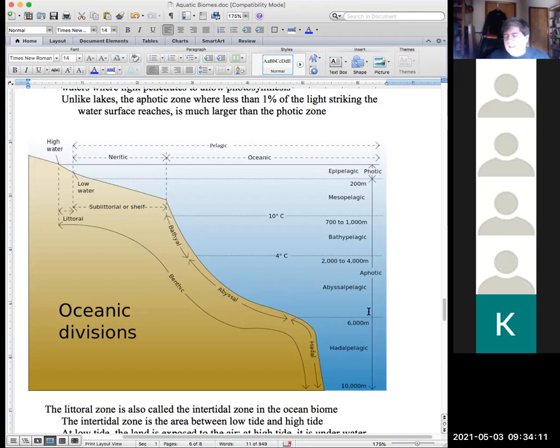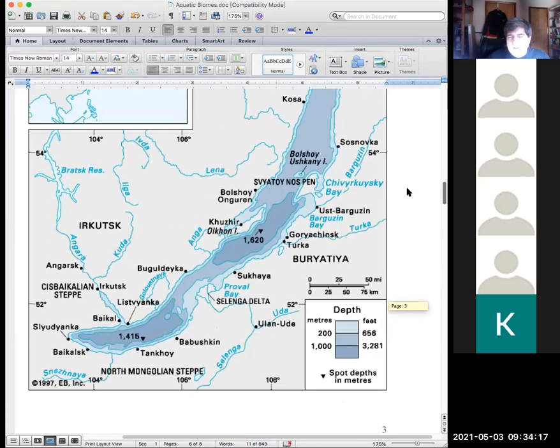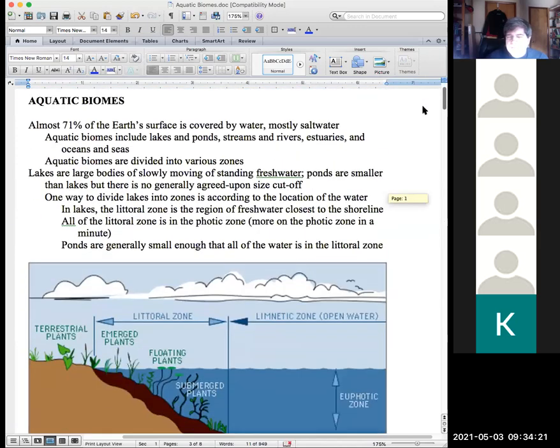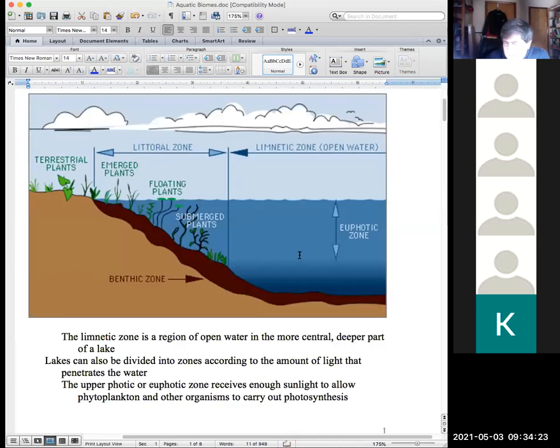Now, similarly, the water is also subdivided. Remember, if we go back to our lake, this part of the lake where we have open water is called the limnetic zone.